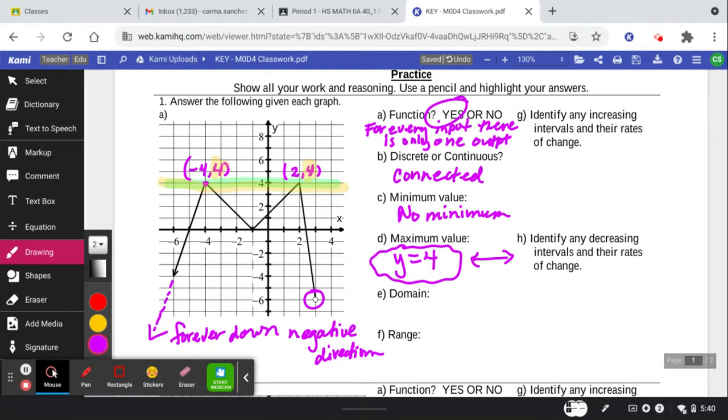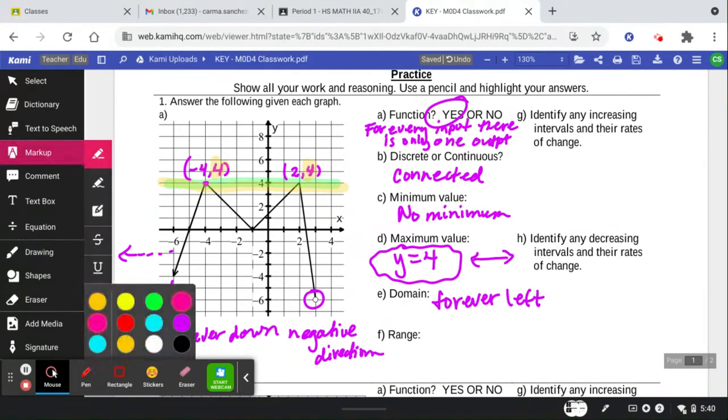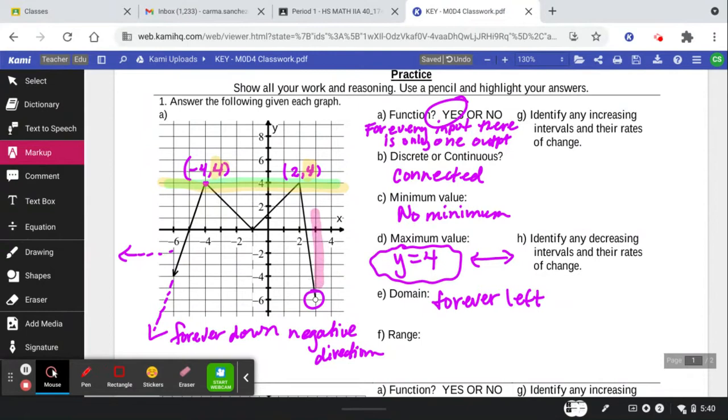Okay, my domain and my range. My domain goes forever left. See how this arrow keeps going left, keeps going left. And then on the right, it definitely stops specifically right here. Okay, right here my domain stops. So how far right does it go? It only goes up to 3. You see that little dot right there?